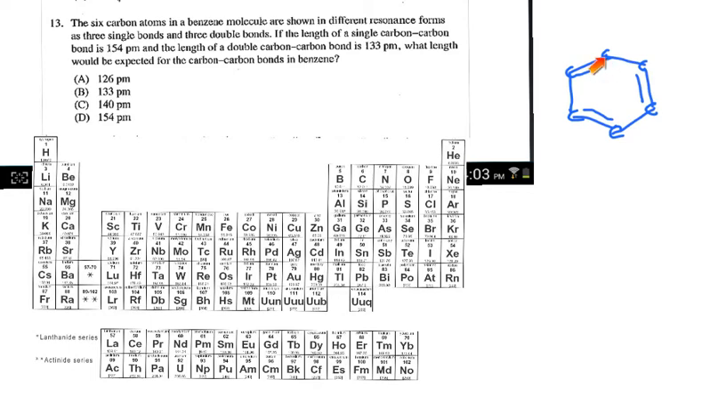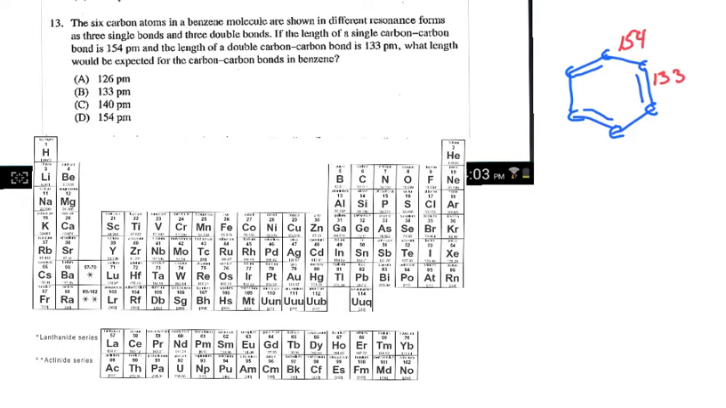If we're looking at this carbon right here, it's already used 1 bond and then 2 bonds in the double bond, so that's 3. So it's probably going to have 1 hydrogen coming off of that carbon. And so you could draw in all the hydrogens if you wanted as well, because they'd each have 1 H coming off of them. Now let's look at their question here. They say that if the length of the single carbon-carbon bond is 154 picometers, so they're talking about this one being 154 picometers, and the double bond being 133, what length would you expect for the carbon-carbon bonds in benzene?